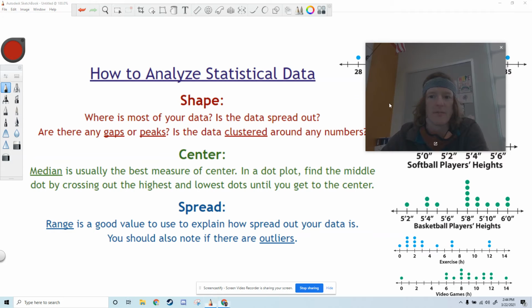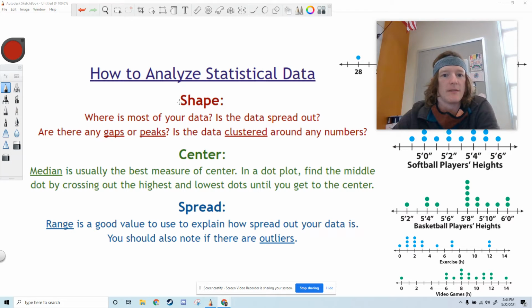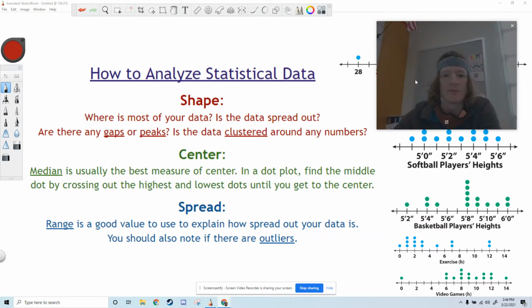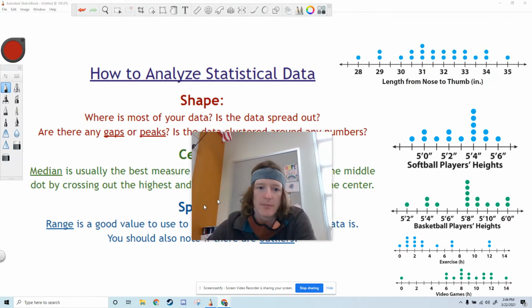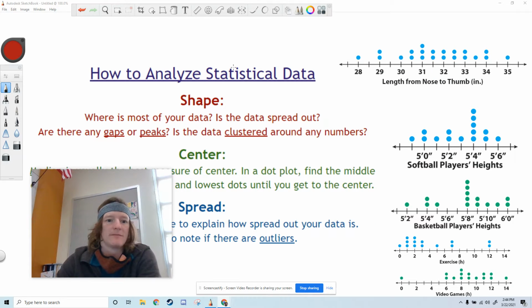But the stuff that we're going to talk about is the data's shape, the data's center, which is something that we reviewed just yesterday in the previous section. And we're also going to talk about the spread, which is where we talk about range and outliers, which are another two things that we've talked about before. So I underlined the word median, the word range, and the word outliers, because those are vocab that we learned in section 11.0.